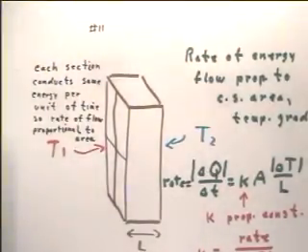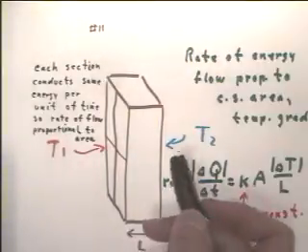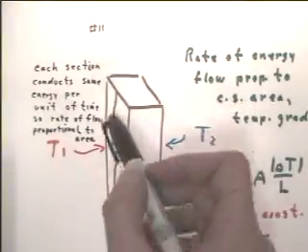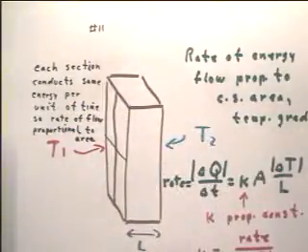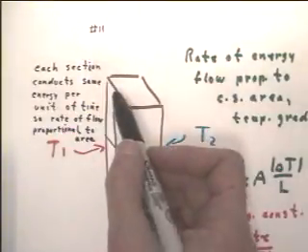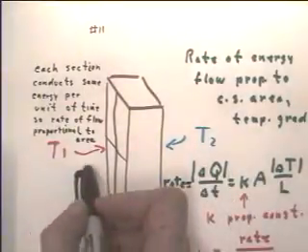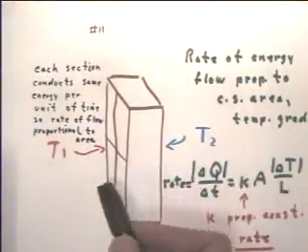Problem 11, just to give a little explanation of what's going on here. Let's assume that we have a section of a big wall. Now, let's say the wall is the one in the previous problem. We have temperature T1 on this side, T2 on this side.